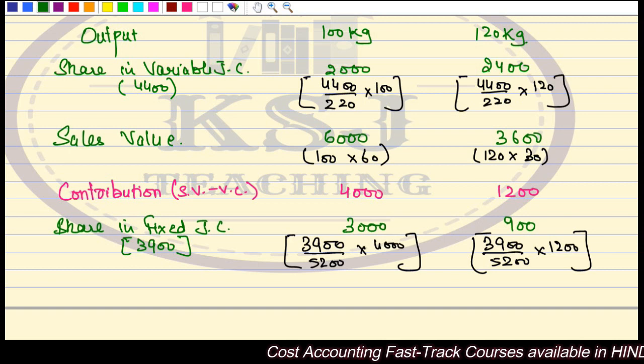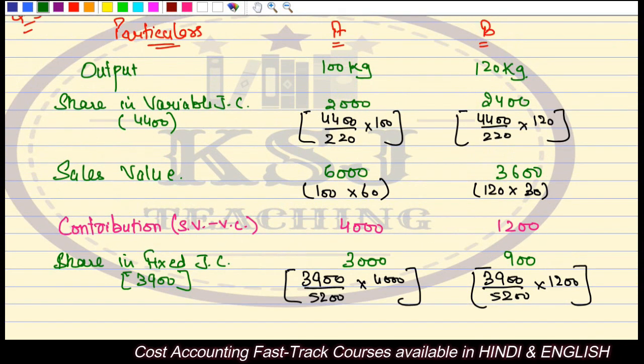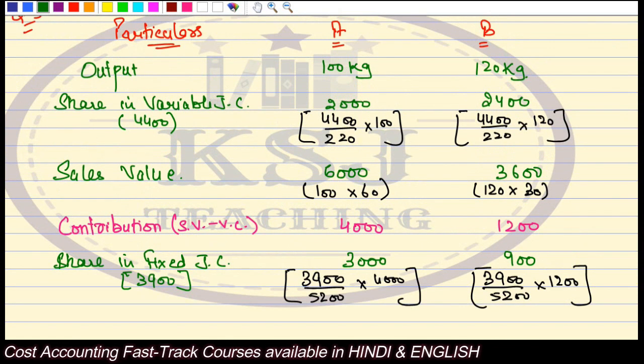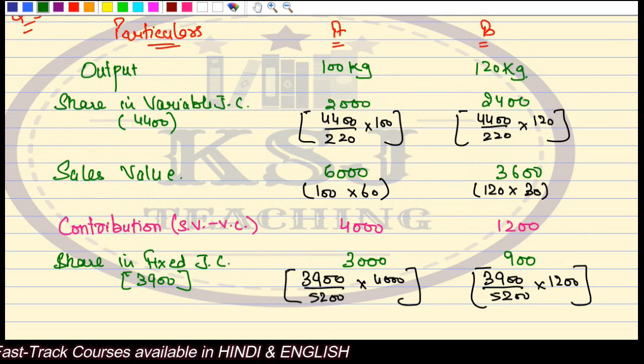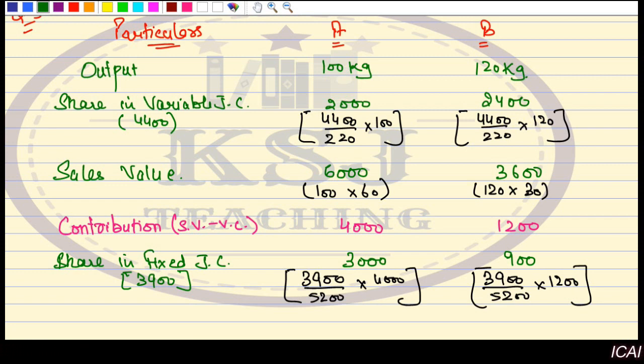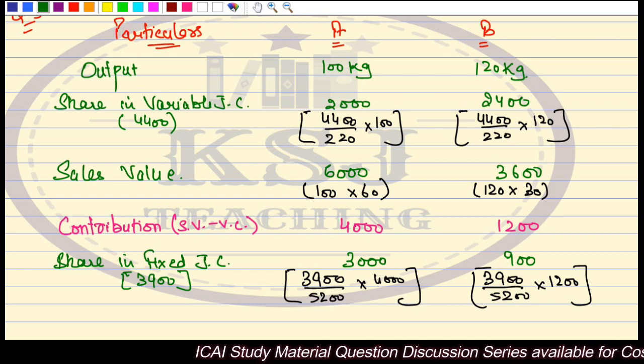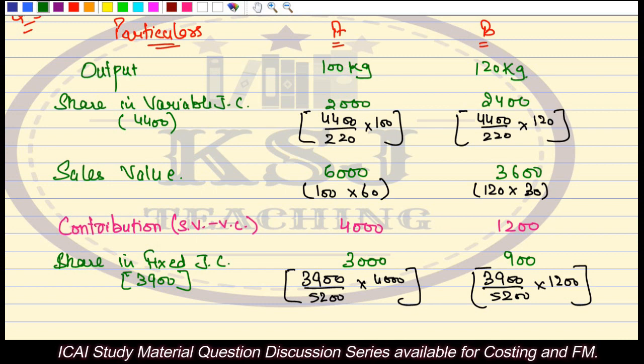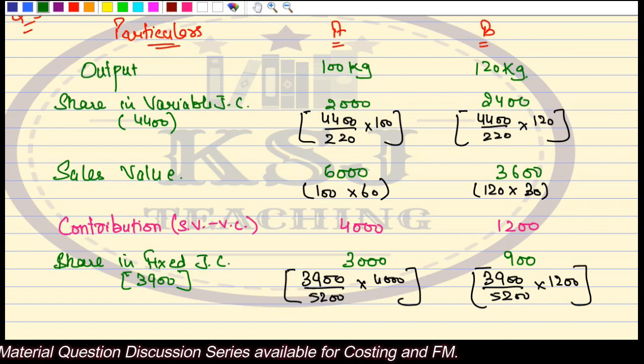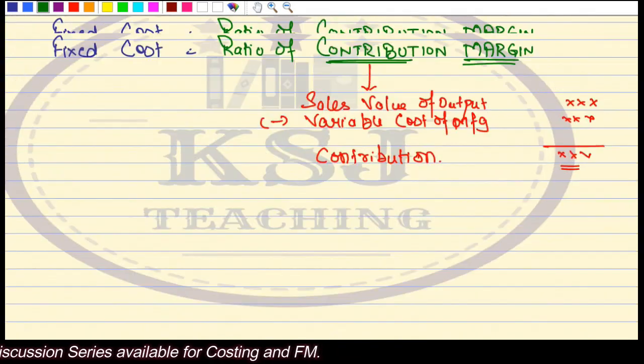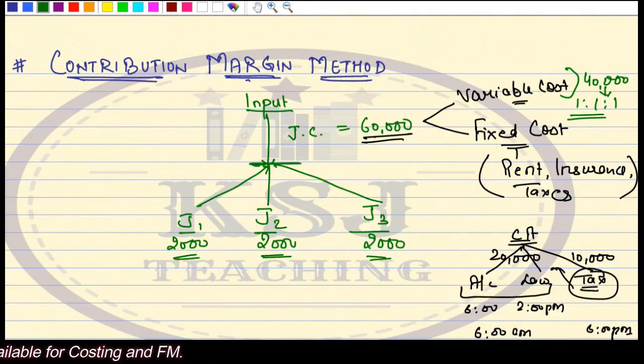This is how the joint cost has been distributed. The variable joint cost on the basis of the output, and the fixed joint cost on the basis of contribution margin. For contribution margin, you need two things. One is the sales value, another one is the variable cost. I hope it is clear. So we are done with this method, that is the contribution margin method.